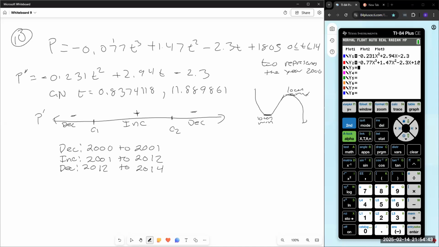So that was part A. During which year from 2000 through 2014 was the population the greatest? It was the greatest right here, that would be during the 12th year, so during 2012, because more than 11 years have passed. So during 2012 had the greatest population.